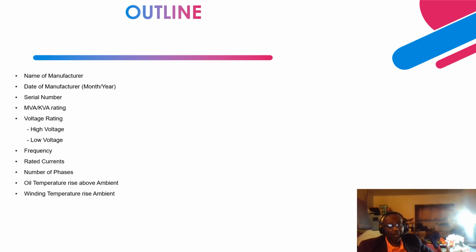Similarly, for winding temperature rise above ambient, in the older transformers you will see that it is stenciled 55 degrees Celsius. But in the newer ones, based on a robust insulation system, thermally upgraded paper that has been used in the design that can withstand higher temperature and thermal stress, you'll see that most of the transformers that were manufactured a decade ago have 65 degrees Celsius stenciled on the nameplate.